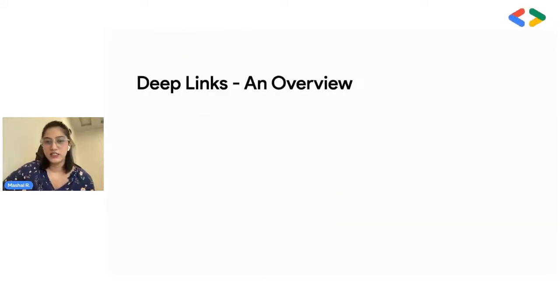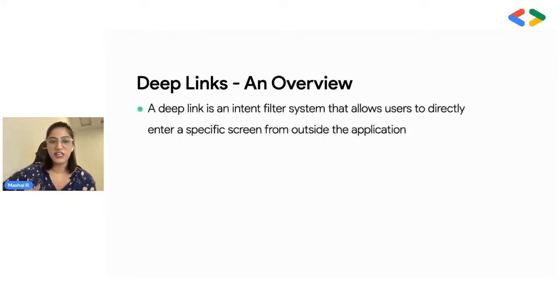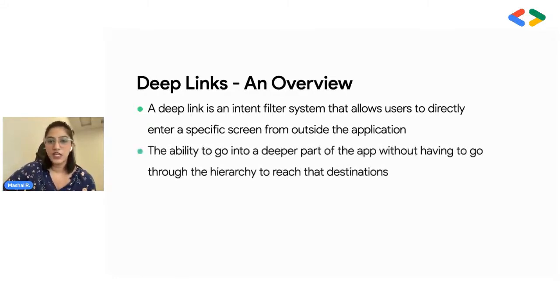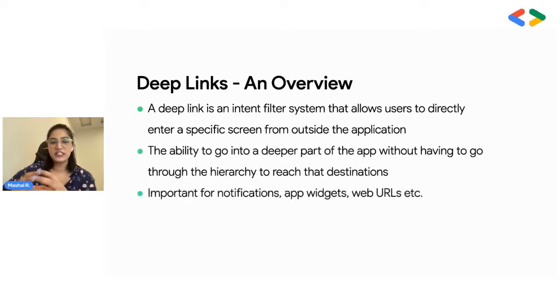So lastly, the last component of our section is deep linking. What is deep linking? Deep linking is basically being able to access a deeper part of the application without having to click through all the fragments in the hierarchy to reach that destination. It's important, because the launcher icon is not the only way to access an Android app. We have, let's say, notifications, app widgets, and web URLs that take us directly into a specific screen within the app.